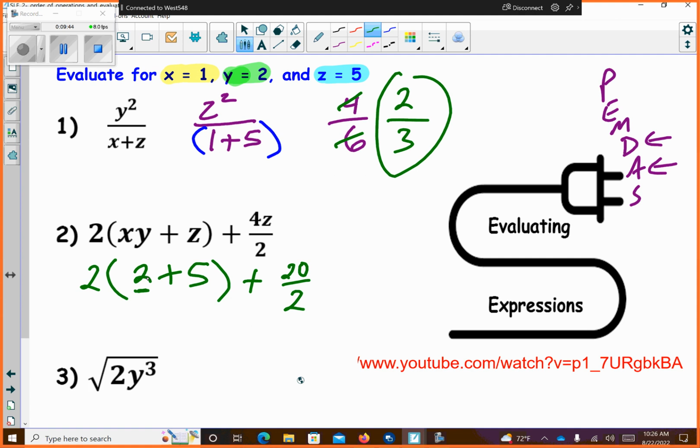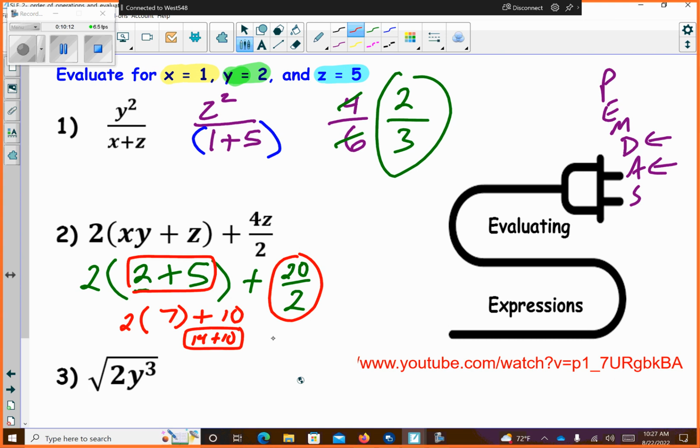Okay, so order of operations suggests that we're going to take care of this. That's 7, I believe. What does this give us? What's 20 over 2? 10? Yeah. Now I have 2 times 7 plus 10. What should I do first? Times. So 2 times 7 is 14. Which is 14 plus 10 is 24.